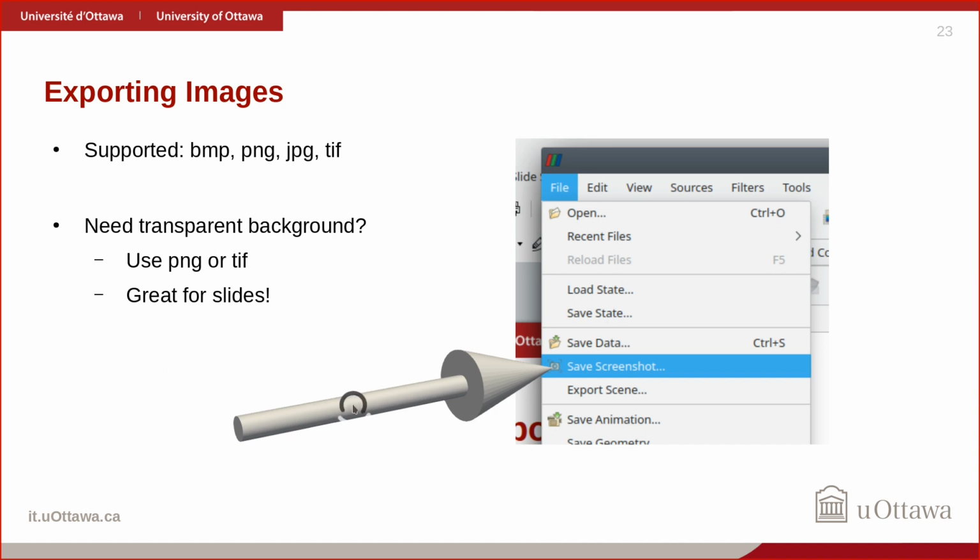So this arrow here, that's something from Paraview, and I exported it as a PNG with a transparent background. So now I can put it in my slides and I can put it on top of other things because it has a transparent background. You can find this under File, Save Screenshot.